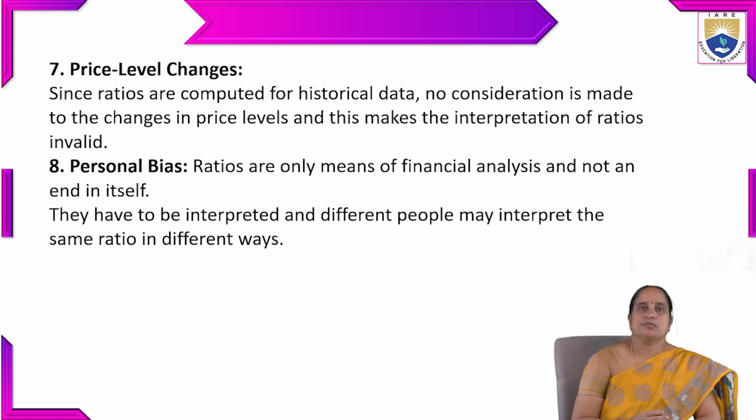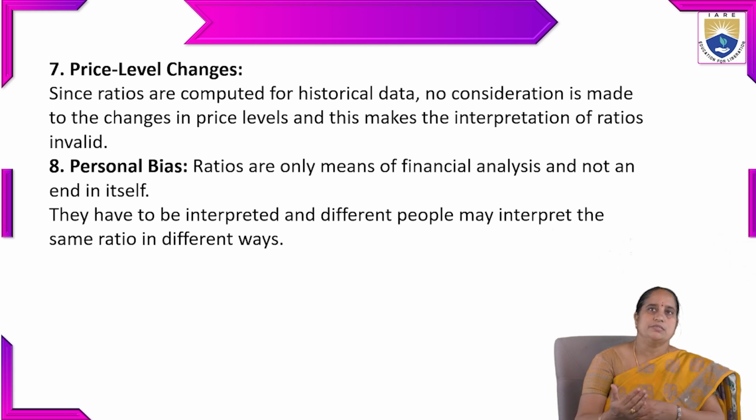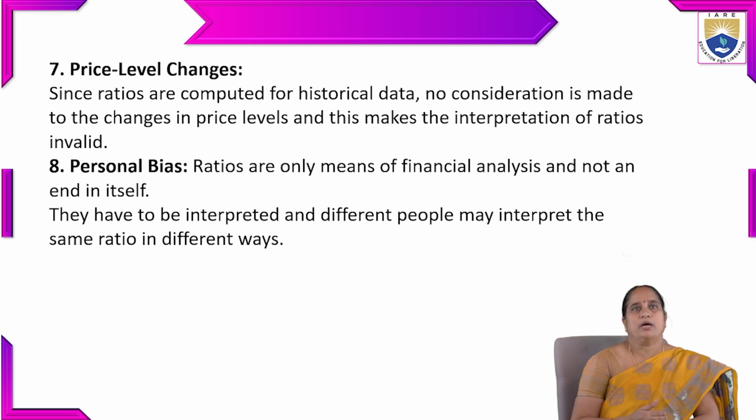Next, price level changes. Since ratios are computed from historical data, no consideration is made to the changes in price levels, and this makes the interpretation of ratios invalid. So, whatever we use to compute the ratios is based on historical, past data. As a result, the present status of the business we cannot assess, and whatever ratios we interpret prove invalid.